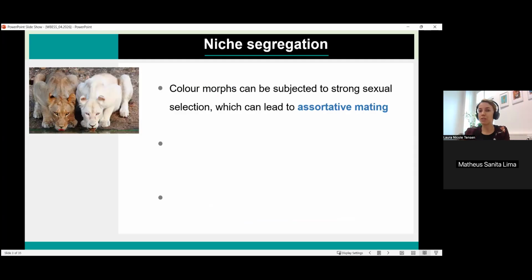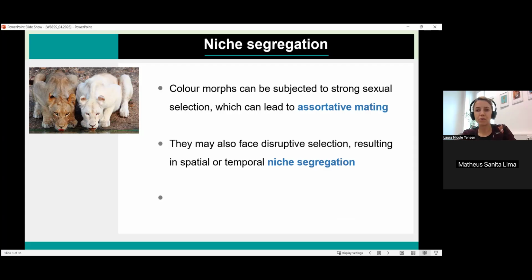So we know that colormorphs can be subjected to strong sexual selection, which can lead to assortative mating. So assortative mating means that the chance that you mate with an animal of your own kind, or colormorph of your own kind in this case, is higher than you would predict by random chance. So this can either mean that animals have an actual sexual preference for animals that look the same way, or it's more of an opportunity thing, which means that the chances of them running into a similar colormorph are higher.